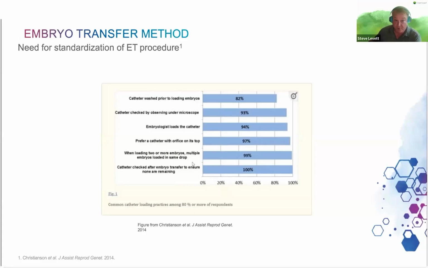So if you take the top and the bottom on this table, the catheter wash prior to loading embryos was done 80% of the time. But the catheter checked after embryo transfer to ensure there were no retained embryos was done by everyone. And there's some variability in between. But there's no clear path that everybody does all of these procedures, etc. And if they're important, of course, the ones that are critical should be done in as many labs and clinics as possible.